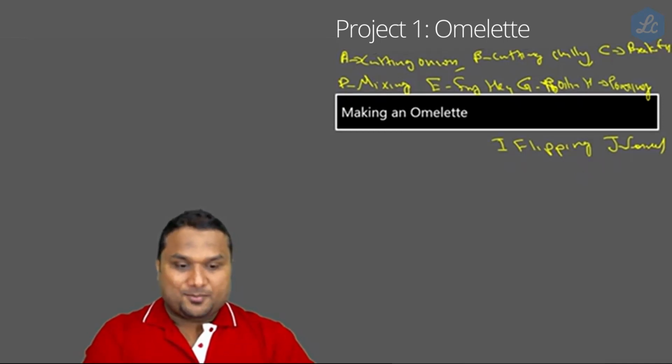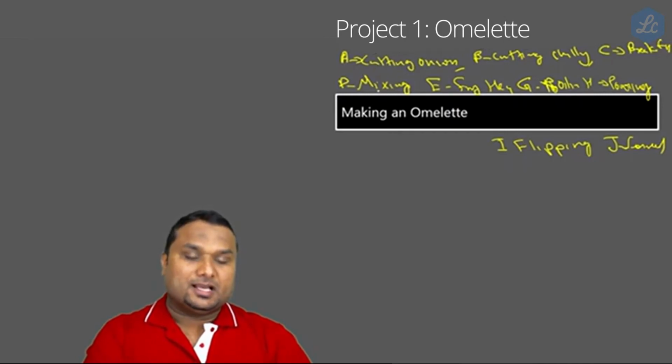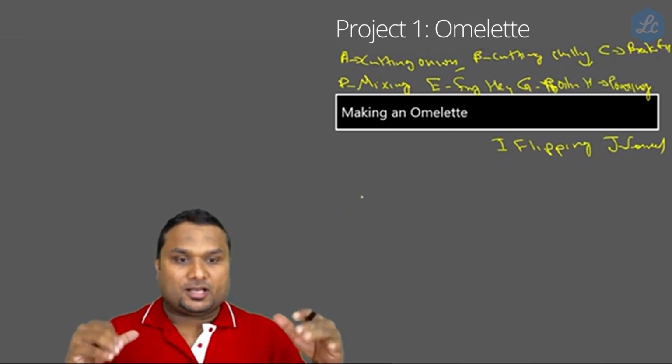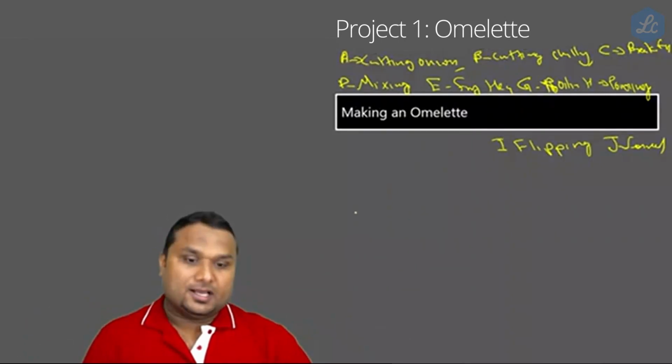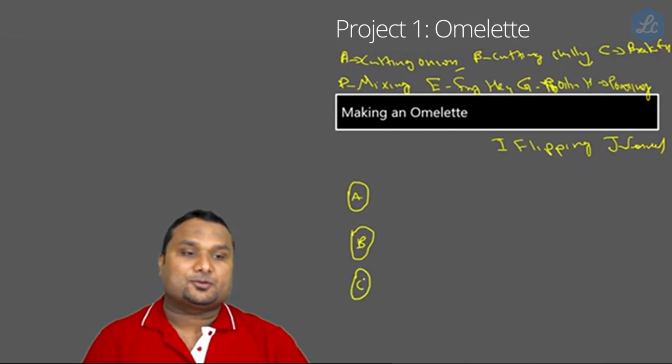Do you get it, my dear students? Now I will explain how to make it. Step A is cutting onion, cutting chili, then breaking the egg. Now I'm asking a question: which has to be done first? Cutting onion, cutting chili, or breaking the egg? You can do anything. You can start with cutting onion, or you can start with cutting chili, or you can start with breaking the egg. Any of these could be the first step.